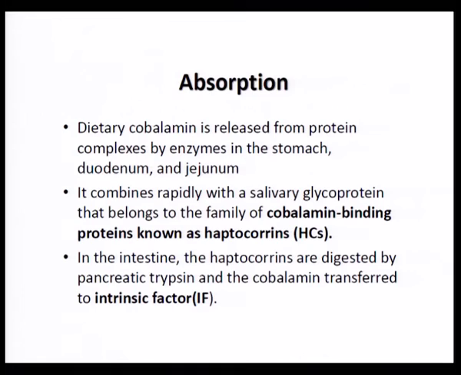The oral doses of cyanocobalamin have an association with the gastric intrinsic factor. We are going to look at that. The dietary cobalamin is released from protein complexes by enzymes. The food you consume contains cobalamin, cyanocobalamin, in a, I won't say inactive form, but a form where it needs to be released by enzymes. So the enzymes in the stomach, and in the small intestine, duodenum and jejunum, play a greater role in enhancing the availability of this particular vitamin.